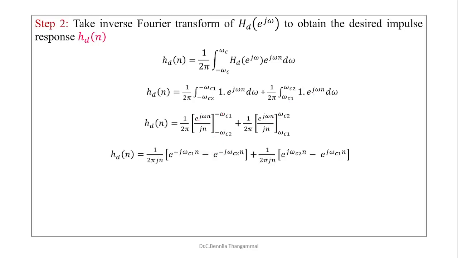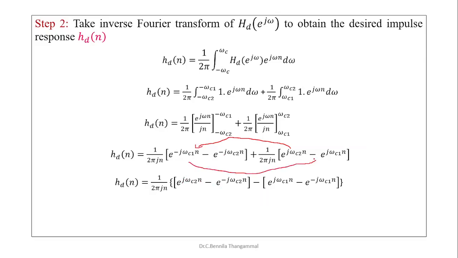So e power minus j omega c1 n minus e power minus j omega c2 n plus this one, I take 1 divided by 2 pi jn commonly out. Now I can rearrange this by bringing all the omega c2 terms to one side and omega c1 terms to the other side. Here I have minus, here I have plus, so I will bring this to this side. So e power j omega c2 n minus e power j omega c1 n, and always your first will be the positive value. So I will take the minus out, and this plus becomes minus e power minus j omega c1 n.